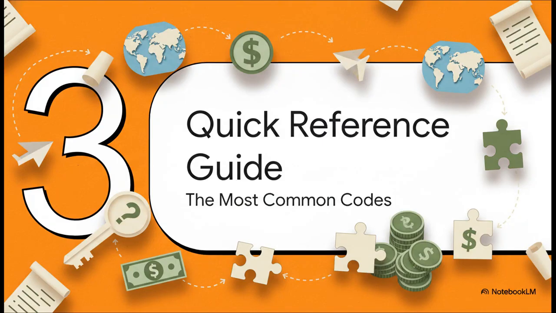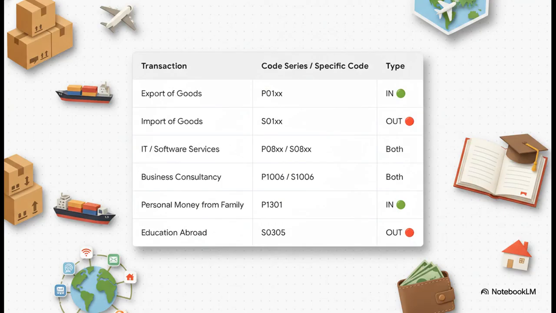So, to wrap all this up, let's put the most common codes all in one place. Think of this next bit as your personal cheat sheet for all your future transactions. And here it is. As you can see, exporting goods is in the P01 series, while importing uses the S01 series. IT services? They use P08 or S08, just depends on which way the money is flowing. And of course, there's our good friend P131 for family money and S0305 for education. Honestly, this one little table covers the vast majority of transactions you're ever likely to make.